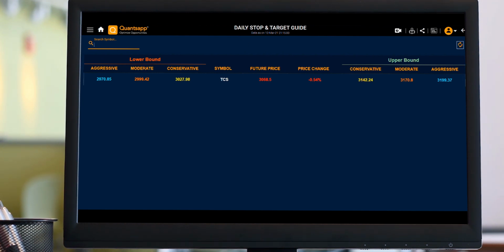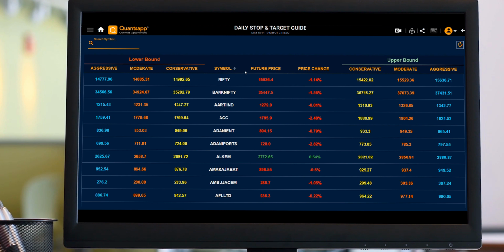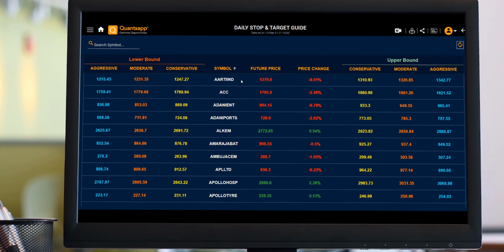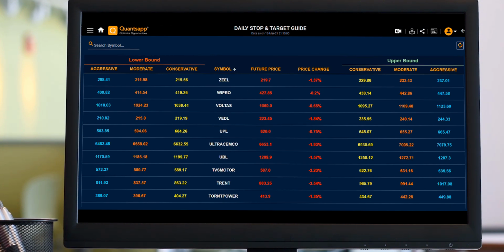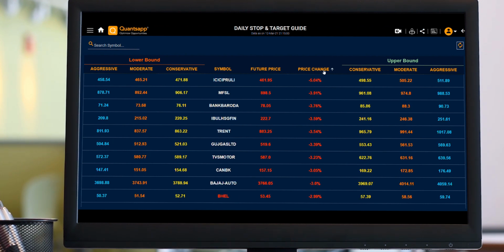Apart from it, if I want to sort as per symbol name, I can just click on it, then it will be sorted in alphabetical order. Clicking twice on it, it will sort in descending order. If I want to sort by price change, where the price change is the highest, if I click on it once, wherever the price change is highest on the negative side, it will get sorted in ascending order.